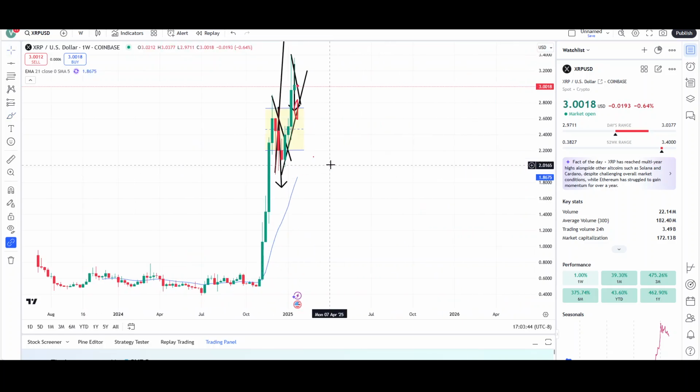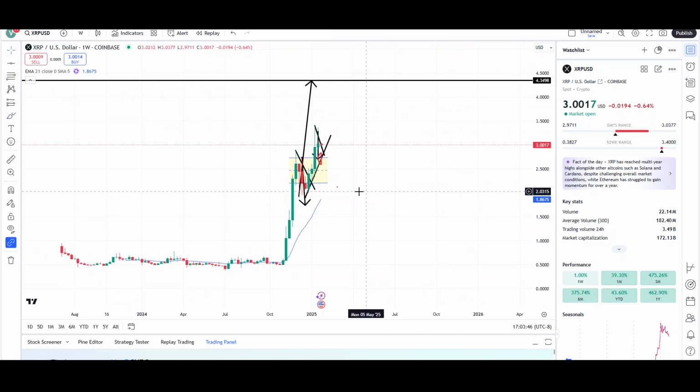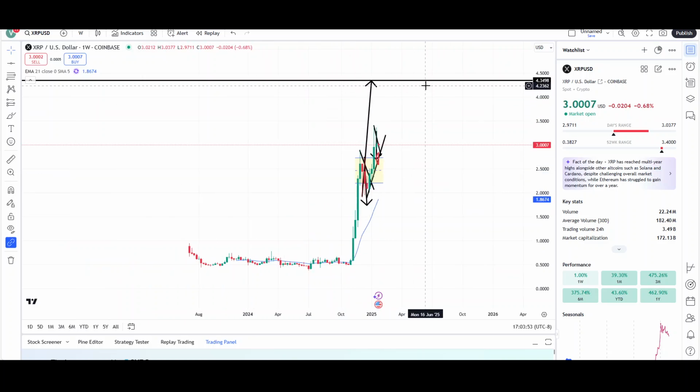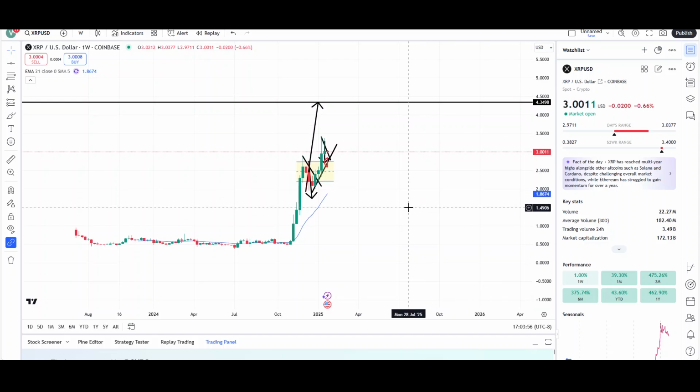Here's a look at the weekly chart with the EMA. You can see that price is pulling back lower, letting that EMA catch up. Price was overextended, and there's a good chance that price will continue higher after this correction takes place.